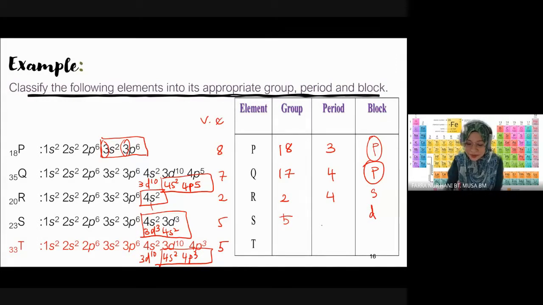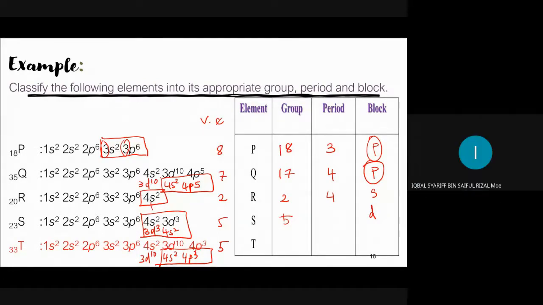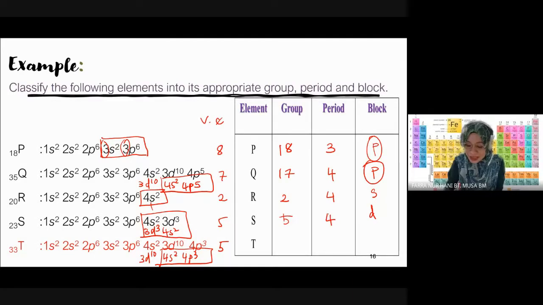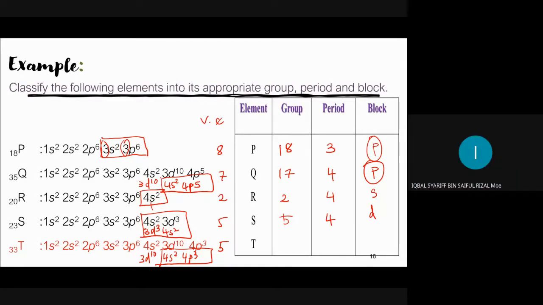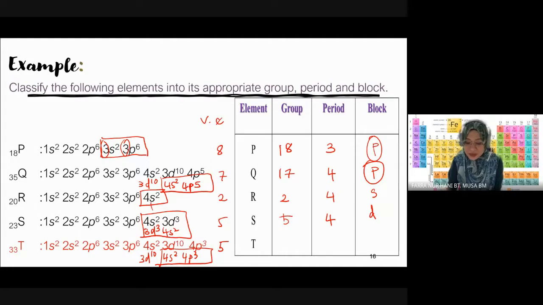Okay. What about the period? Period tak susah. Period tengok yang n paling besar. Which is? 4. 4. N yang paling besar. The largest. Okay. Period 4. Dia located at period 4. Okay. Alright. Okay. What about T pula?